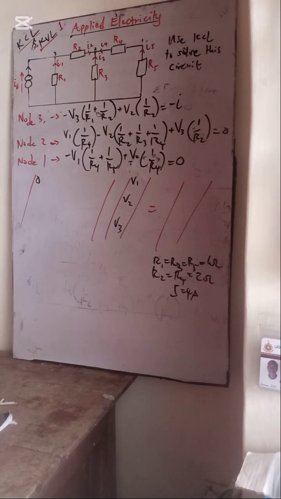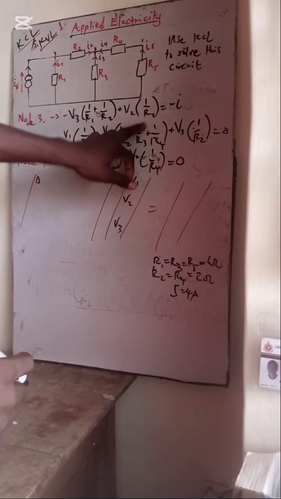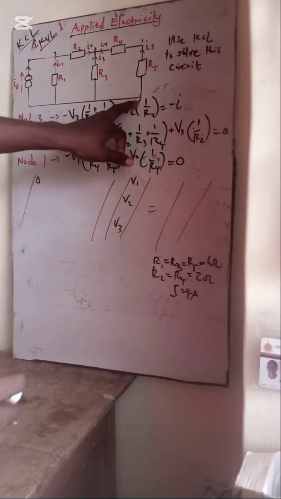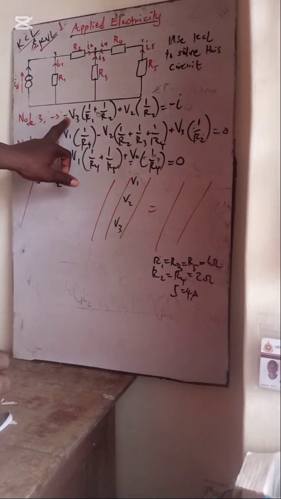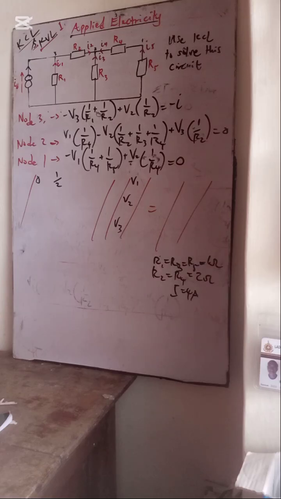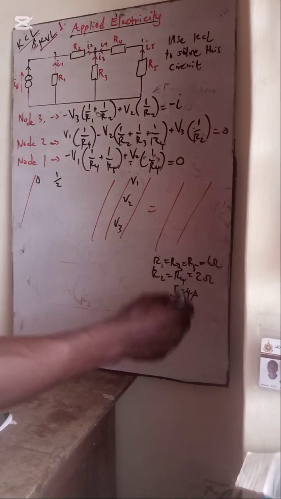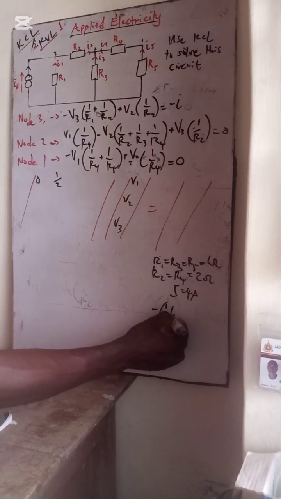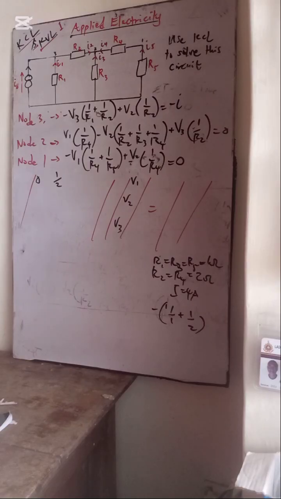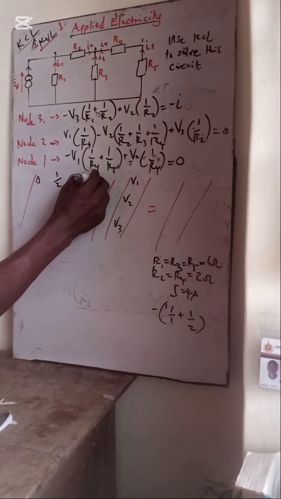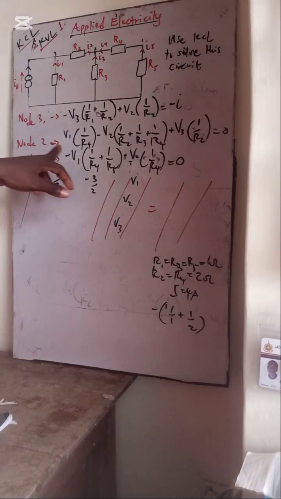A 0 here. So for V2, we have 1 over R2. And what is R2? R2 is 2. So 1 over R2, 1 over 2, for this V2. For V3, we have minus into bracket 1 over 1 plus 1 over R2. What's R2? 2. So what will that be? That will be minus 3 over 2. Yes. Then you are done for node 3.